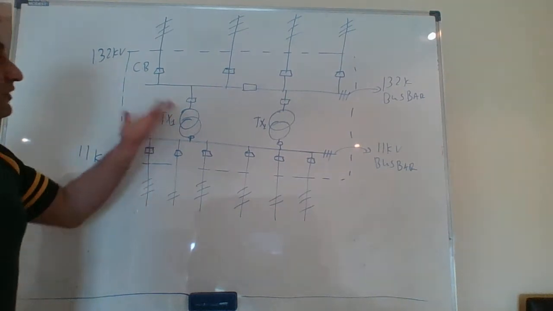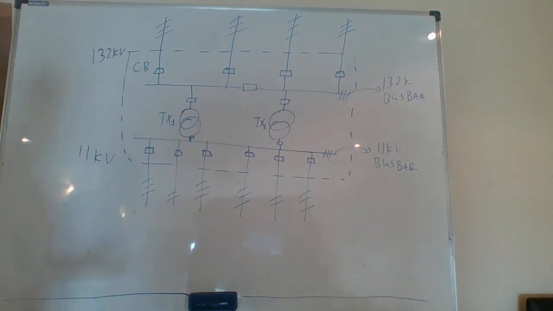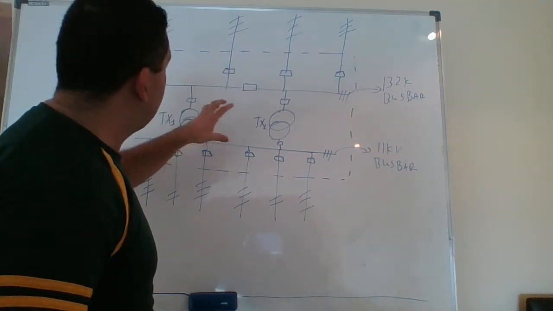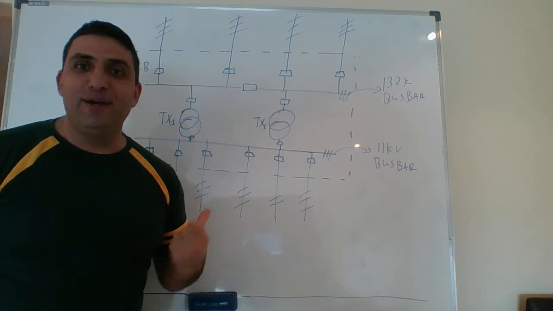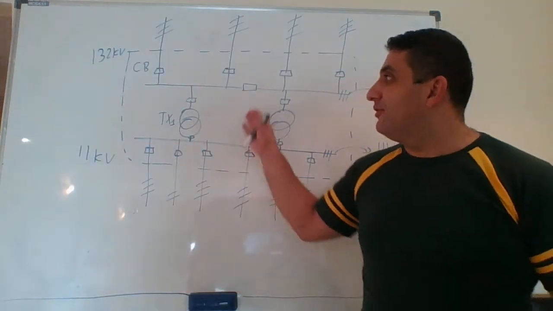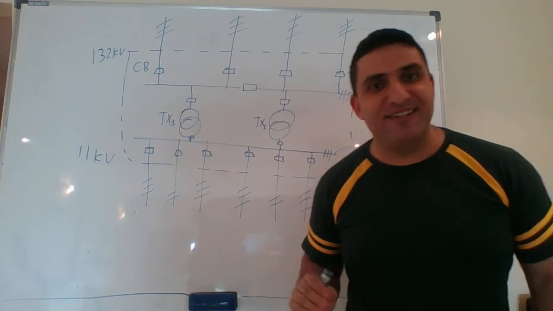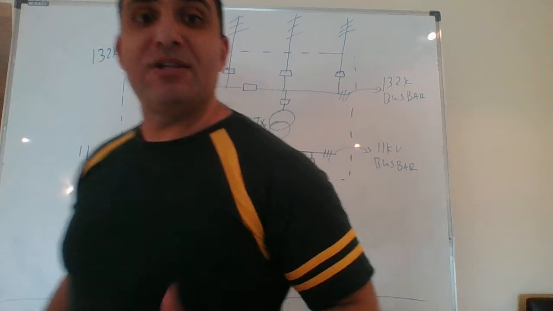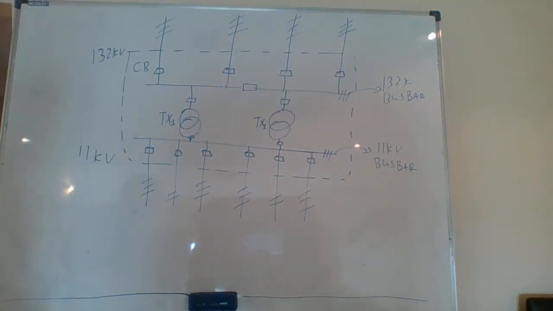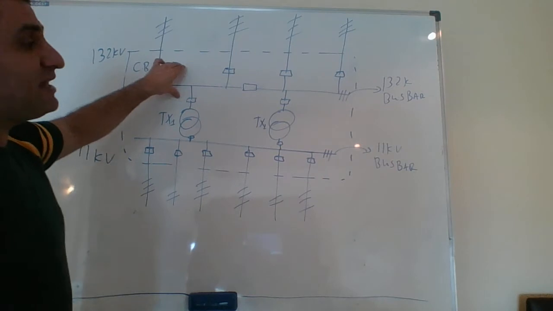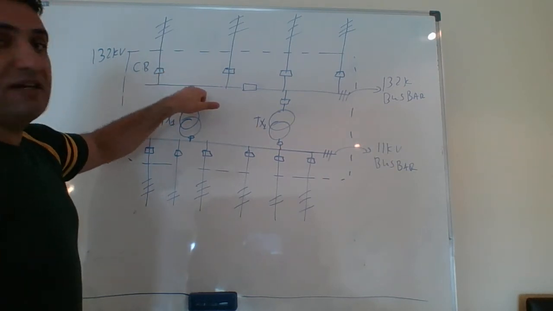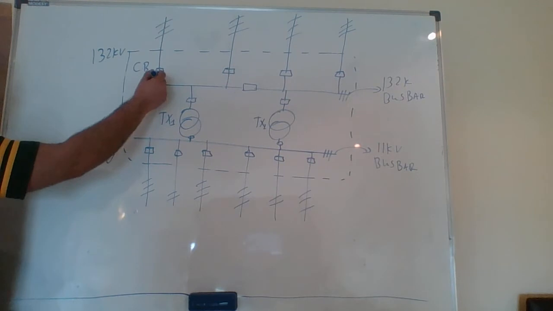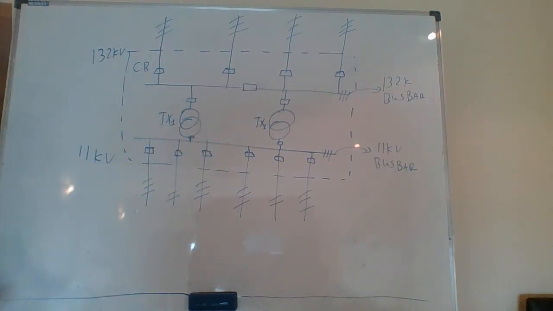Now, for differential protection, it is more straightforward for a bus bar than a transformer. Why? Because the number of variables is reduced. For example, do I have a mismatch ratio? Do I have a ratio for the transformers? No, the bus bar does not have a ratio. Same voltage goes in, same voltage at this point, same voltage at this point. The whole bus bar will have the same voltage level.